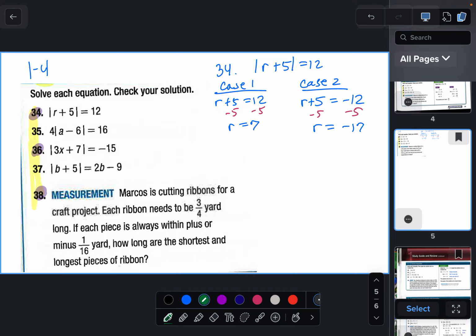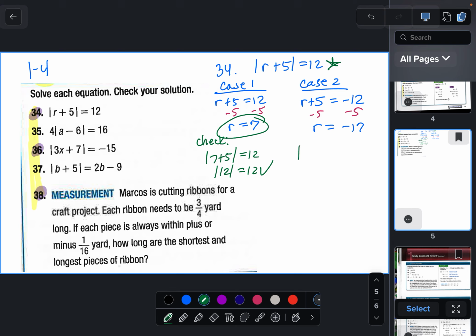It is really important that you check it back in the original for these, so I do want to see the check. If we put positive 7, now I'm going to check it up in that top version, the original how it was written. Remember, an absolute value's job is to make something positive because it's representing a distance. So if I put in 7 plus 5 into our absolute value, I get a 12, which is equal to 12. So bam, that one works. Now you have to check the negative 17 because sometimes the negatives can mess things up. Let's plug that one in.